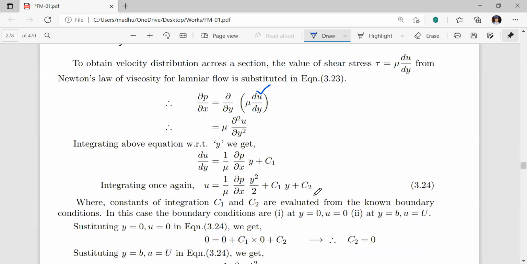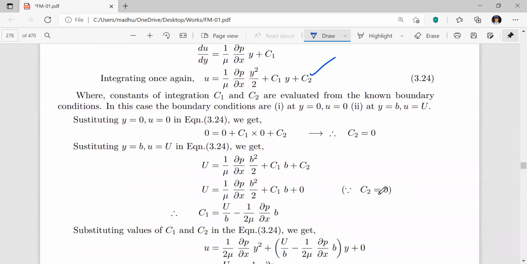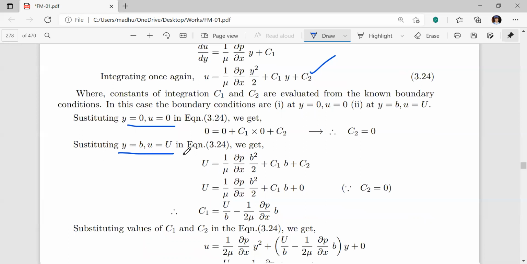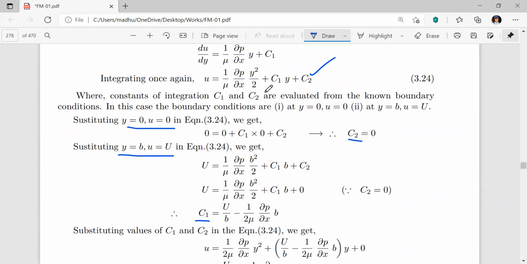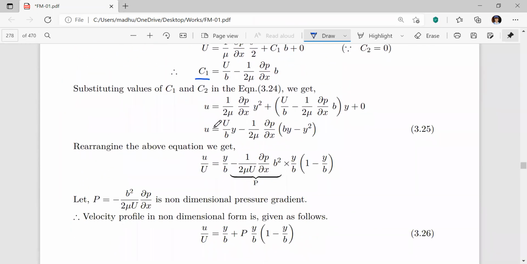Integrating the above equation twice, we get u, the expression for velocity distribution. Again, you have some constants of integration, C1 and C2, in this expression. These constants are removed by applying the boundary conditions. At y is equal to 0, at the bottom plate, velocity u is equal to 0, and at y is equal to b, velocity u is equal to the plate velocity capital U. Substituting and solving, you will get both constants C1 and C2. Substituting both C1 and C2 in the velocity distribution equation, you will get the final expression for the velocity distribution as u is equal to capital U by b into y minus 1 by 2 mu dP by dx into (by minus y square).